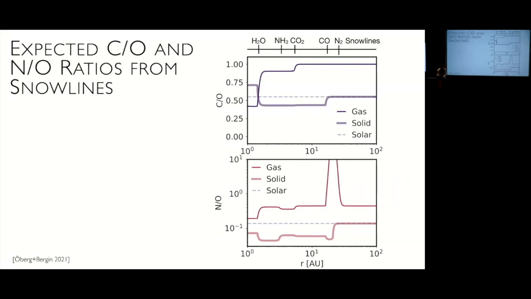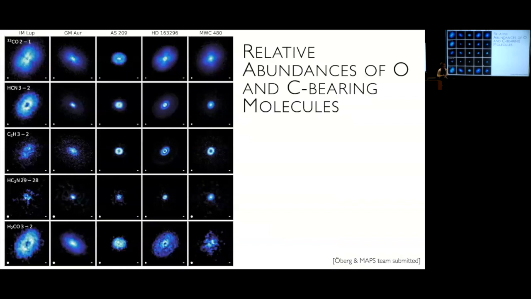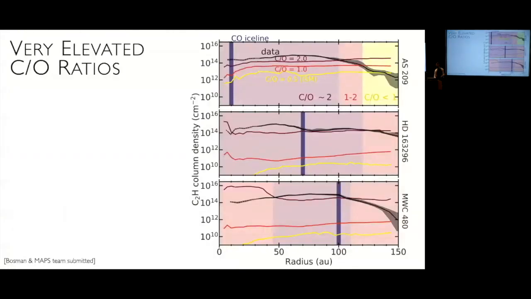We can test this hypothesis because there are some molecules in our survey, especially this little hydrocarbon, C2H, which is very sensitive to the carbon to oxygen ratio in the gas phase. By modeling how much C2H we should see and comparing it to what we see, we can start getting a real constraint on what this ratio, the C/O ratio, is. The outcome of one of these modeling projects is shown here.